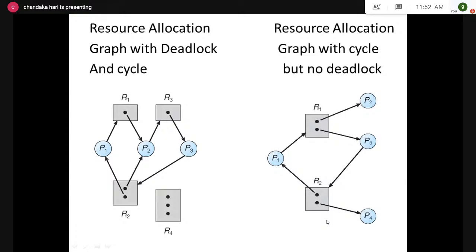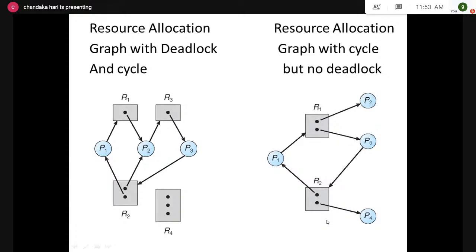Process P2 is also holding R1, R2 and waiting for R3. Process P3 is also holding R3, waiting for R2. All P1, P2, P3 are in waiting state. That is, all processes are in deadlock. All processes are in deadlock state.